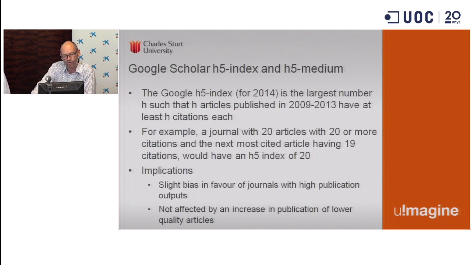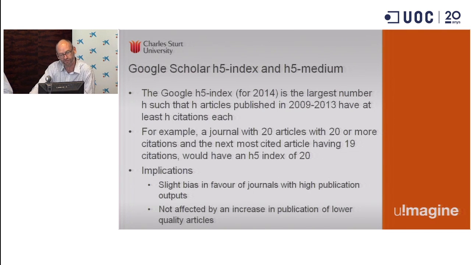So the key thing with the Google Scholar H5 index is that there's a bias in favour of journals with high publication outputs. Obviously, if you're publishing 400 articles a year, then it's much easier to have 20 out of that 400 that have 20 or more citations, whereas if you're publishing only 40 articles a year, then you would need half of your articles to have 20 or more citations to get to an H5 index of 20.